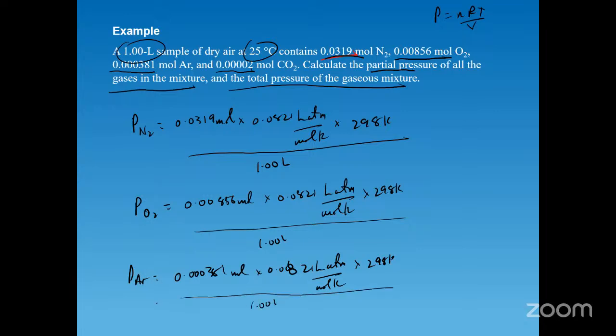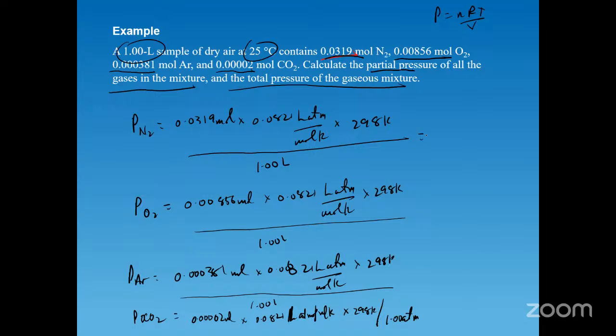And then we do the last one, which I hope I can fit somewhere down here. Pressure of CO2. That would be equal to the moles, which would be 0.000, how many zeros? 4 zeros. Then 2 moles times R, 0.0821 liters atmospheres over mole Kelvin, times 298 Kelvin, divided by 1.00 liters. Okay, so we have to work out each of these.